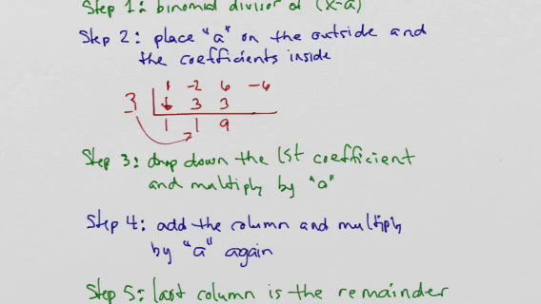Now multiply by 3. 3 times 9 makes 27. Add this column. Negative 6 and 27 makes 21. There's no more columns. So that last column is the remainder.